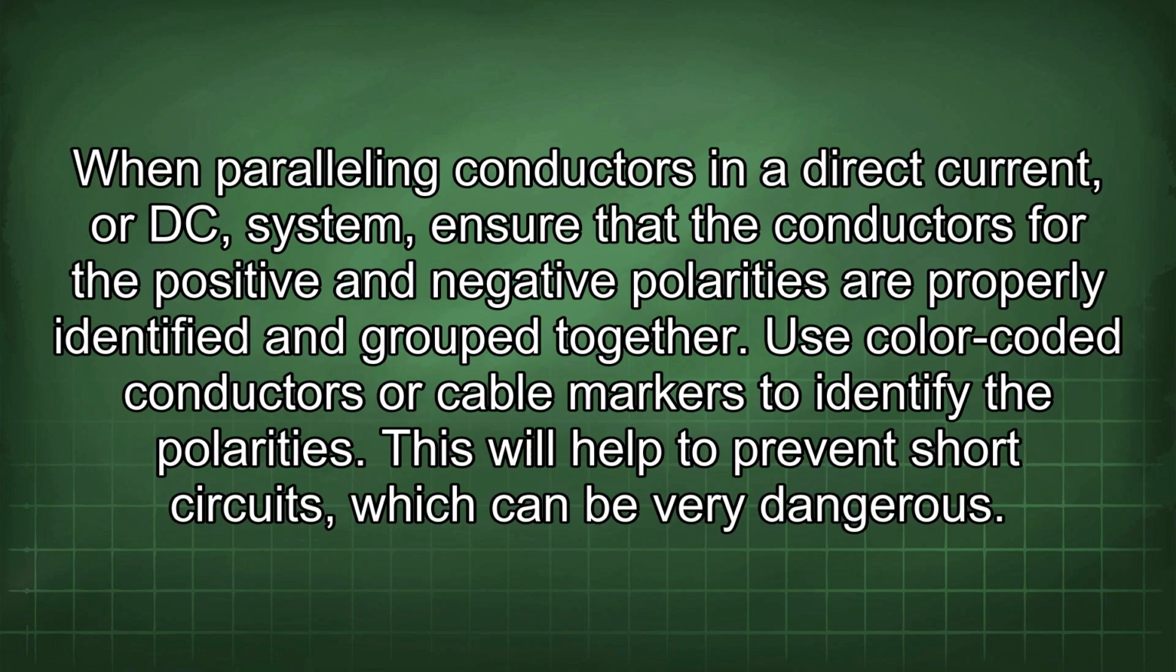When paralleling conductors in a direct current, or DC, system, ensure that the conductors for the positive and negative polarities are properly identified and grouped together. Use color-coded conductors or cable markers to identify the polarities. This will help to prevent short circuits, which can be very dangerous.